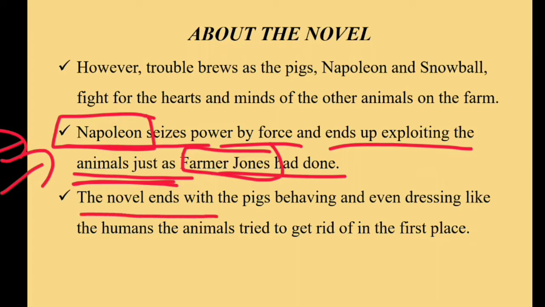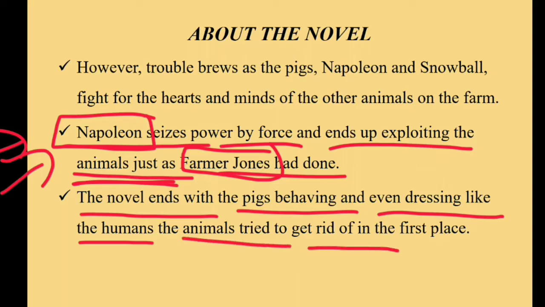The novel ends with the pigs behaving and even dressing like the humans. The animals tried to get rid of them in the first place. Here, gradually, even pigs become like humans. It is to show that animals are much better than human beings. Human beings, they torture animals because they cannot speak. They cannot voice their emotions. So here, human beings are worse than animals. This is the thing which is being reflected by these lines.